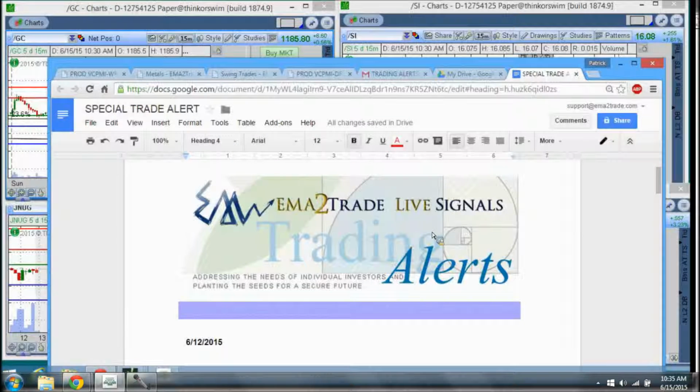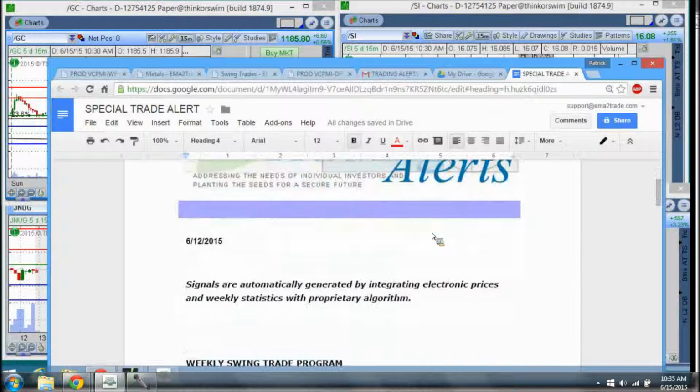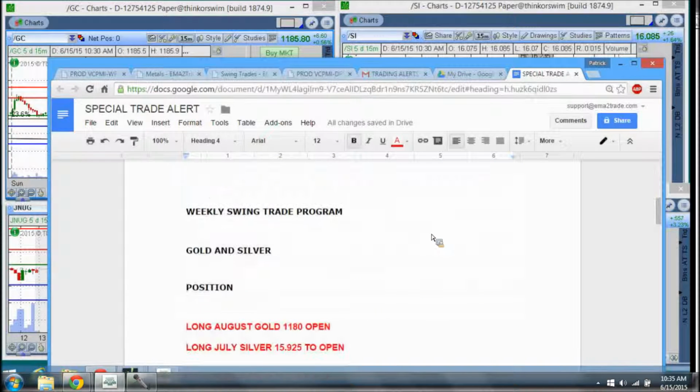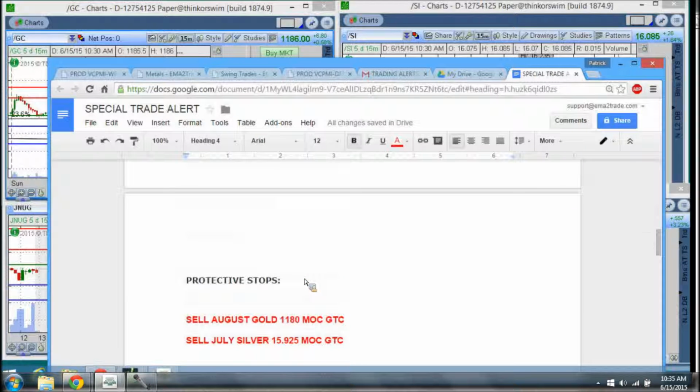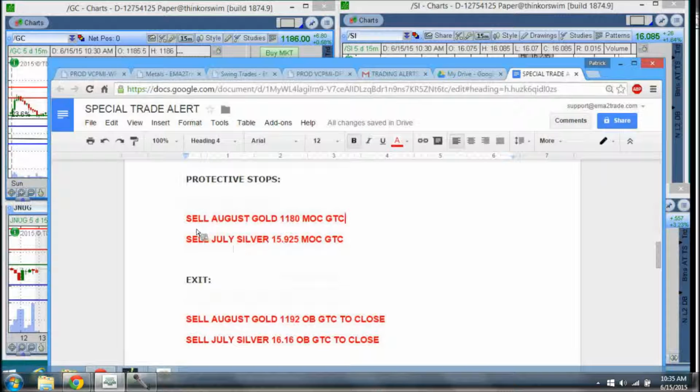We send out an alert whenever we have a live trade signal, and we give you very specific information about the position. Long August gold 1180 open, long July silver 1592 to open. It tells you where to put your protective stops, and it tells you to sell your August gold at 1180, market on the close, good to cancel. This is the stop, market on the close.